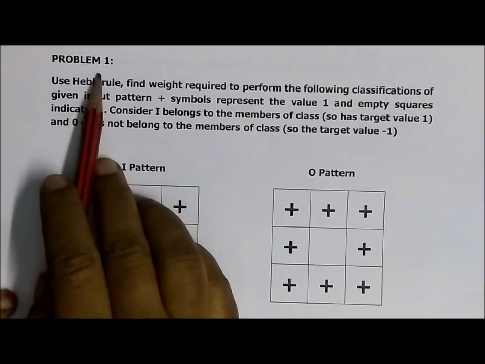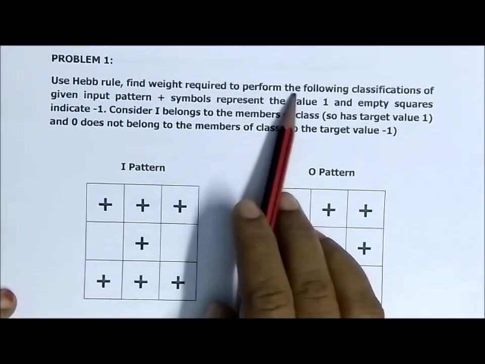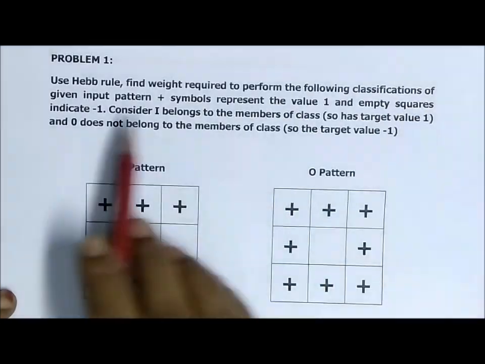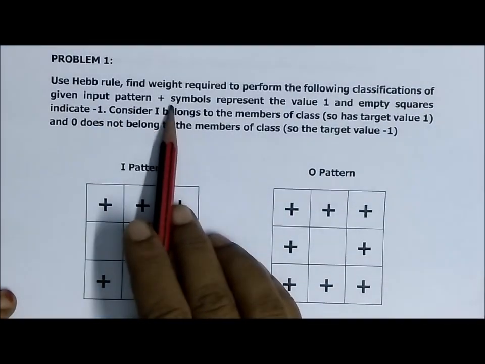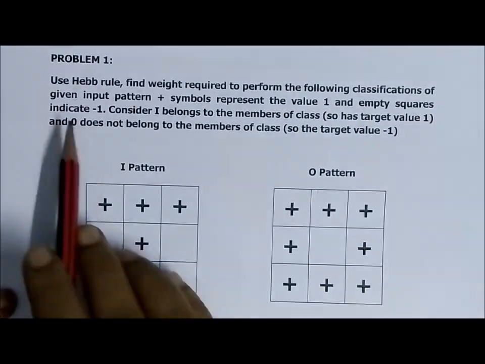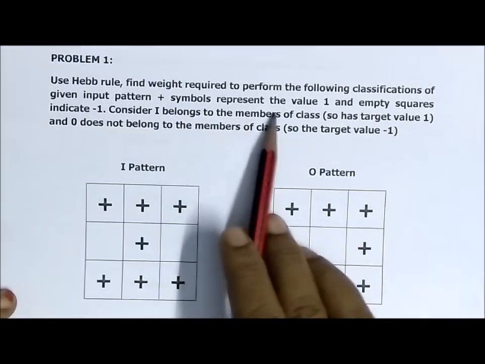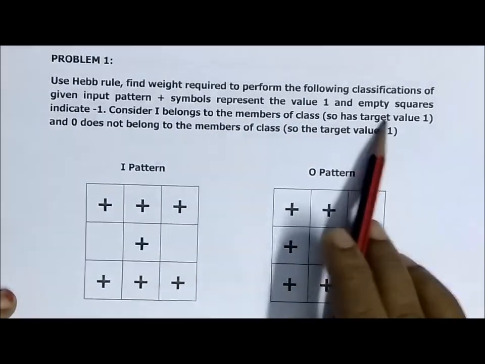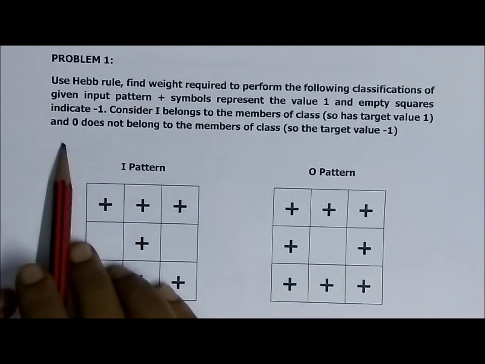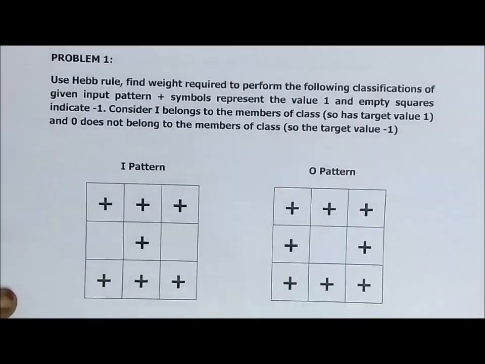So let us see the problem. Use Hebb rule. Find weight required to perform the following classifications of the given input pattern. Plus symbols represent the value 1 and empty squares indicate minus 1. Consider I belongs to the member of class, so it has target value 1, and O does not belong to the member of class, so the target value is minus 1.